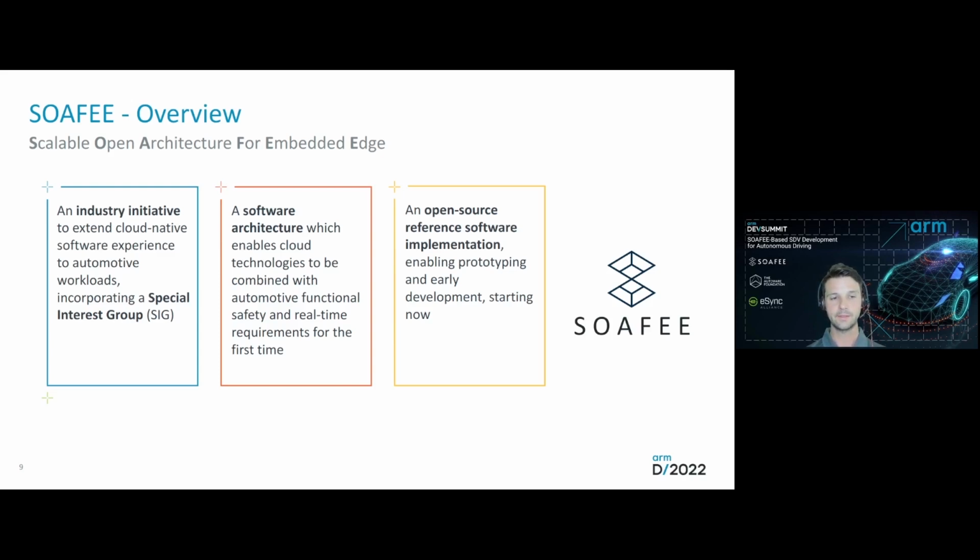SOAFEE proposes a software architecture making use of cloud-native technologies for automotive software development and deployment, and with time meet the strict requirements inherent for automotive, such as functional safety and hard real-time. SOAFEE provides the ecosystem with an open-source reference software implementation. This enables users to make modifications suited for their needs and create prototype solutions to try out new concepts. Next, I'll share more about the SOAFEE architecture and reference implementation.